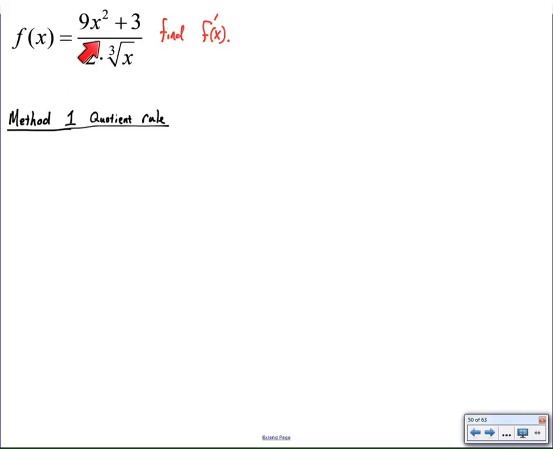Some students have a tendency to automatically see a fraction bar and say quotient rule, so I'd like to explore that method first. It's certainly not wrong or incorrect to use the quotient rule, but I wanted to show you what it would look like.